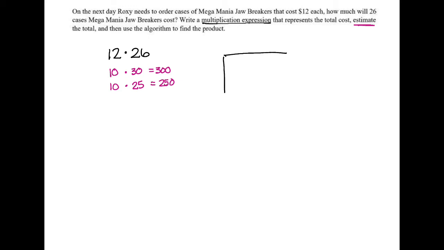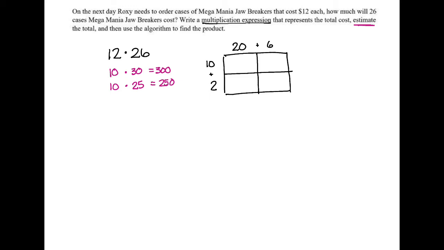Now this is going to be a little bit different this time because I need 2 rows and 2 columns. 12 is going to go out here, because I'm adding 10 and 2 to get 12. And across the top, I'm going to do 20 and 6 to get 26.